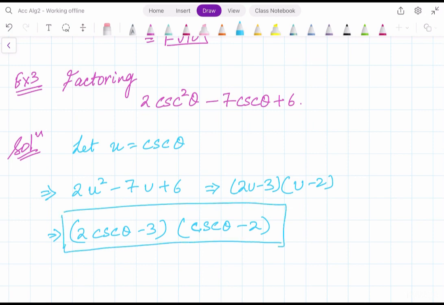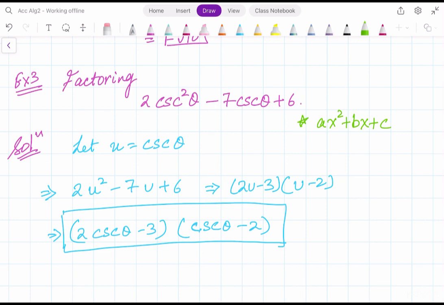And that will be the simplified form, the factored form. So you need to look at the pattern. You need to see how the expressions are given, and whether you can factor it using a quadratic. So this is in the format of ax squared plus bx plus c.